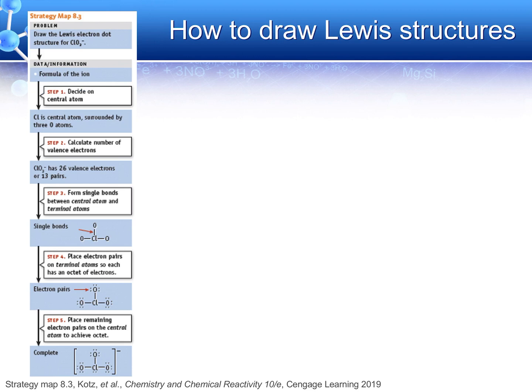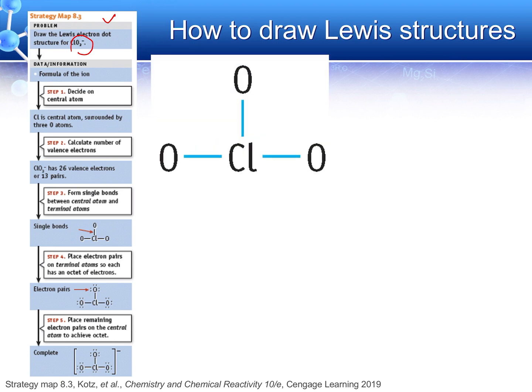So if we look in our book, there's a strategy map in our book, and it talks about what if I wanted to draw the structure of chlorate, which is ClO3-. Now that is a polyatomic ion that we learned about at the beginning of the class. So if we do our steps here, decide on a central atom. Well, if we're given ClO3-, again, that gives us a clue as to the central atom because the Cl is drawn first.